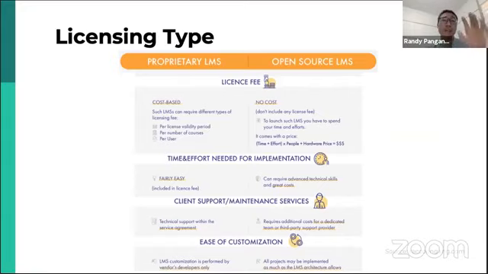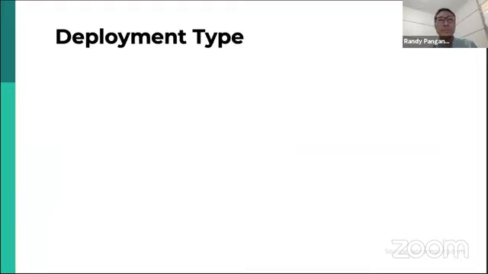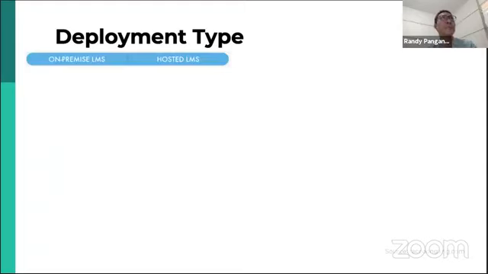Okay, so that's the two different licensing types, proprietary and open source. Okay, and these are the differences for both. Okay, now we can move on to the deployment type. All right, so the two deployment types, as I mentioned earlier, are on-premise and hosted.